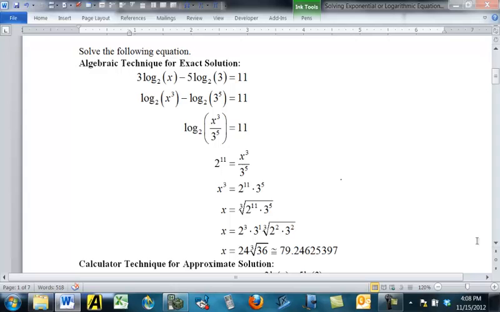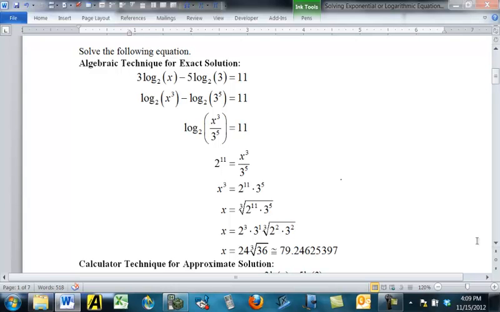Now we actually know how to solve this from our earlier techniques. Multiply both sides of the equation by 3 to the 5th. That isolates x cubed by itself to get x cubed equals 2 to the 11th times 3 to the 5th. Then we can take the 1/3 power, or the cube root, of both sides, and now we have it solved for x, but we want to rewrite that in a reduced radical form on the right side.